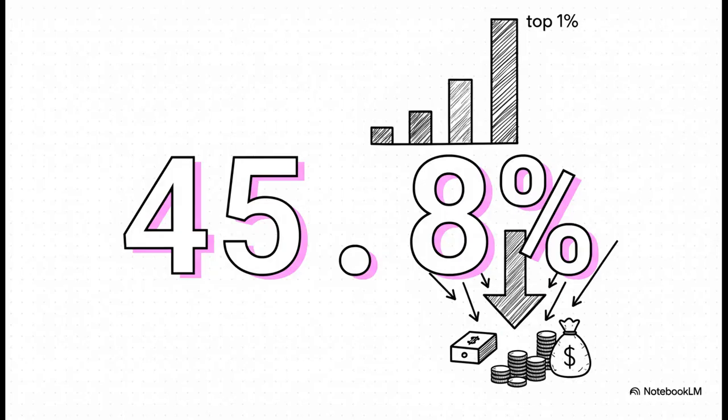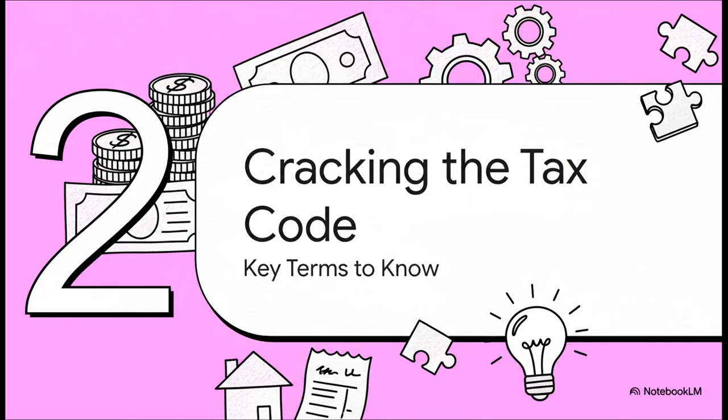So, what does that actually look like in the real world? Well, check this out. The data shows the top 1% of earners end up paying almost 46% of all federal income taxes. That is a direct result of that ability to pay principle we were just talking about. Okay, let's keep building on this.